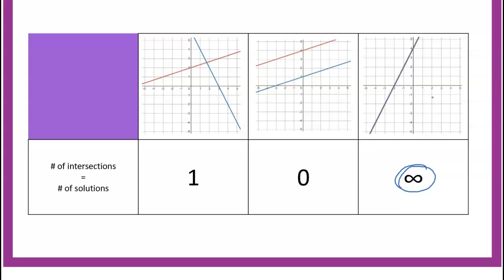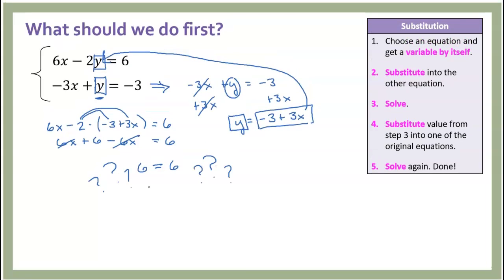Now remember, that doesn't mean every point on the graph is a solution. It just means every point on this line is a solution to the system. So that's what it means when you get a true statement like 6 equals 6. This is infinite solutions. But we have to say which points. So infinite solutions on the line, 6x minus 2y equals 6.